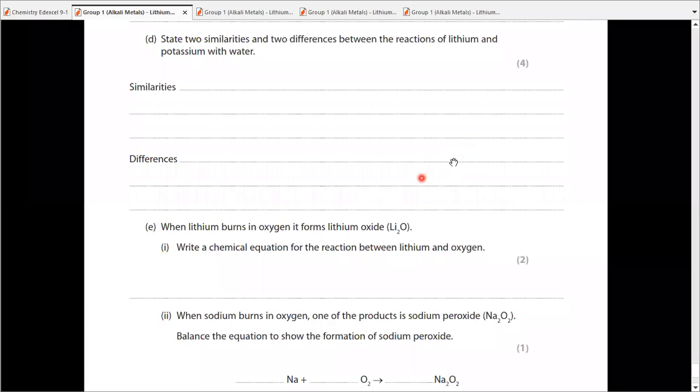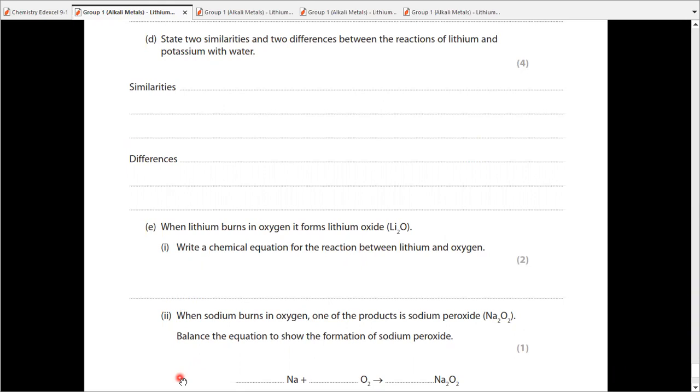Sir, in difference, we can write that lithium fizzes gently, whereas potassium fizzes violently. Right, violently, that is good. And what else? Lithium doesn't melt, but potassium melts violently.